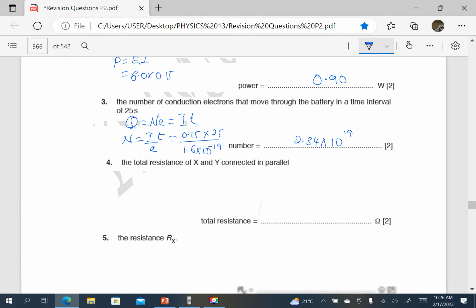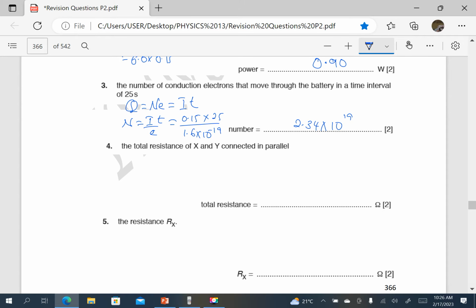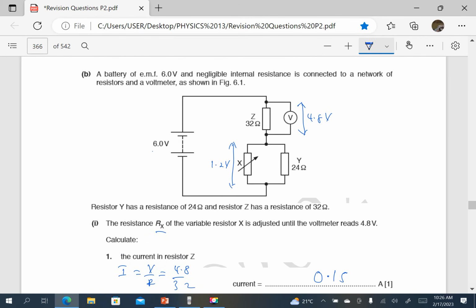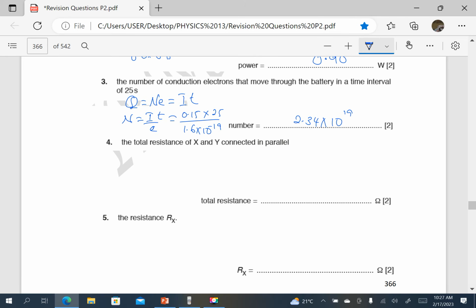2.34 times 10 power 19. Then the total resistance of X and Y. Since we have the total current entering this junction, which is 0.15, we can just find the total resistance of the circuit minus the resistance of Z. That will give us the total resistance of XY.